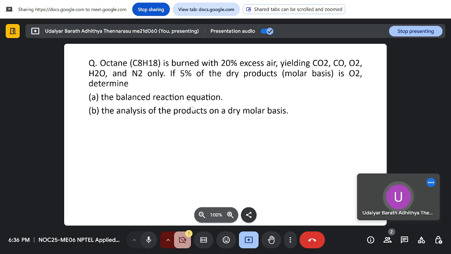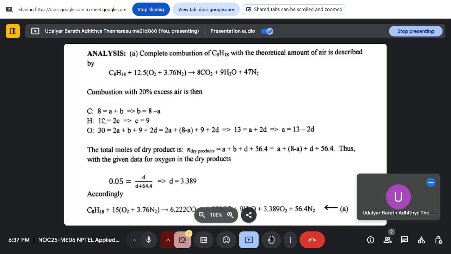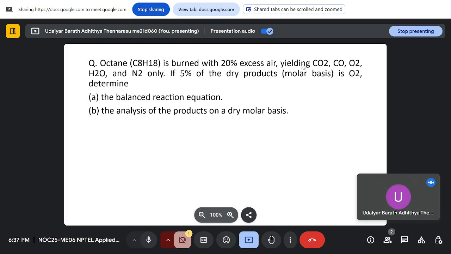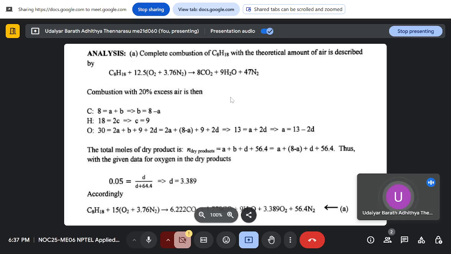So for a dry molar basis, we do not consider water. First, assuming complete combustion of octane, we need the theoretical amount of air required, because the question says we are using 20% excess air. To know how much air has been used, we need to find the theoretical air first. So we'll first assume complete combustion is happening.